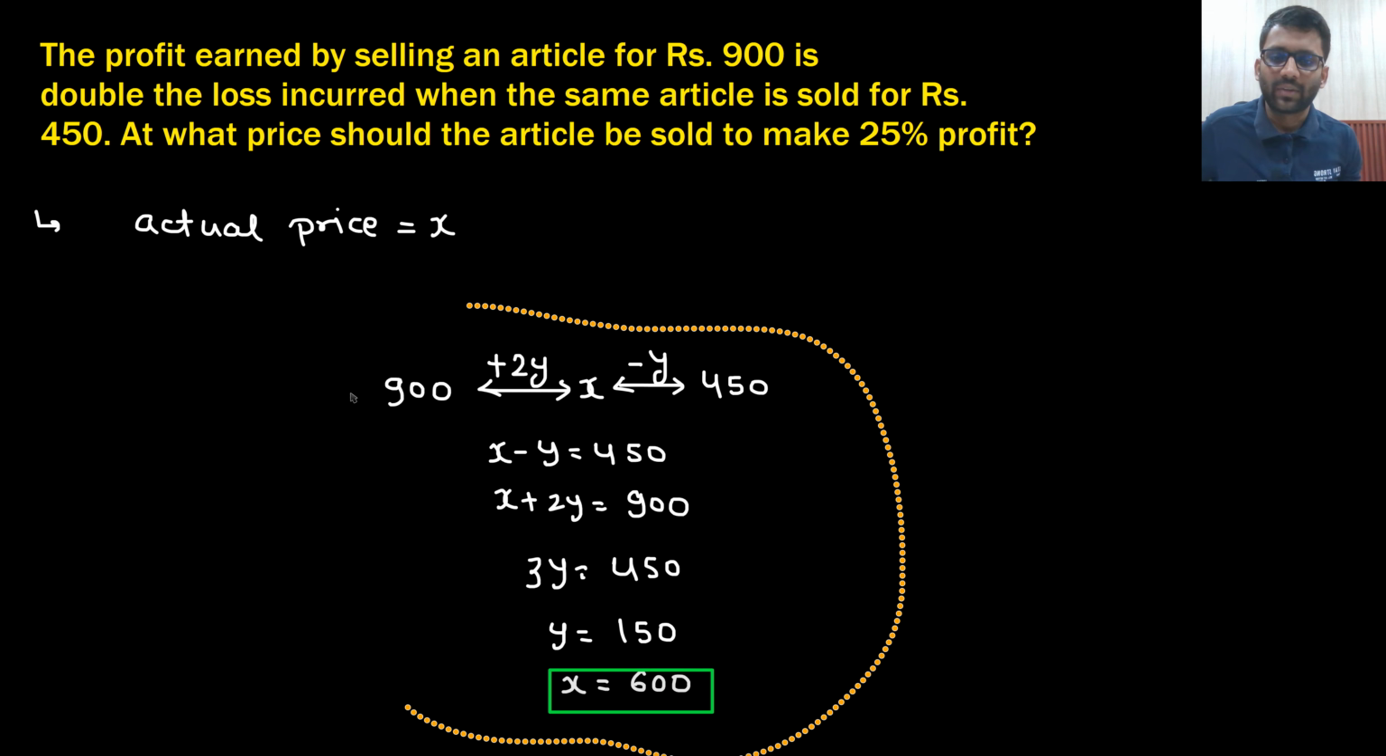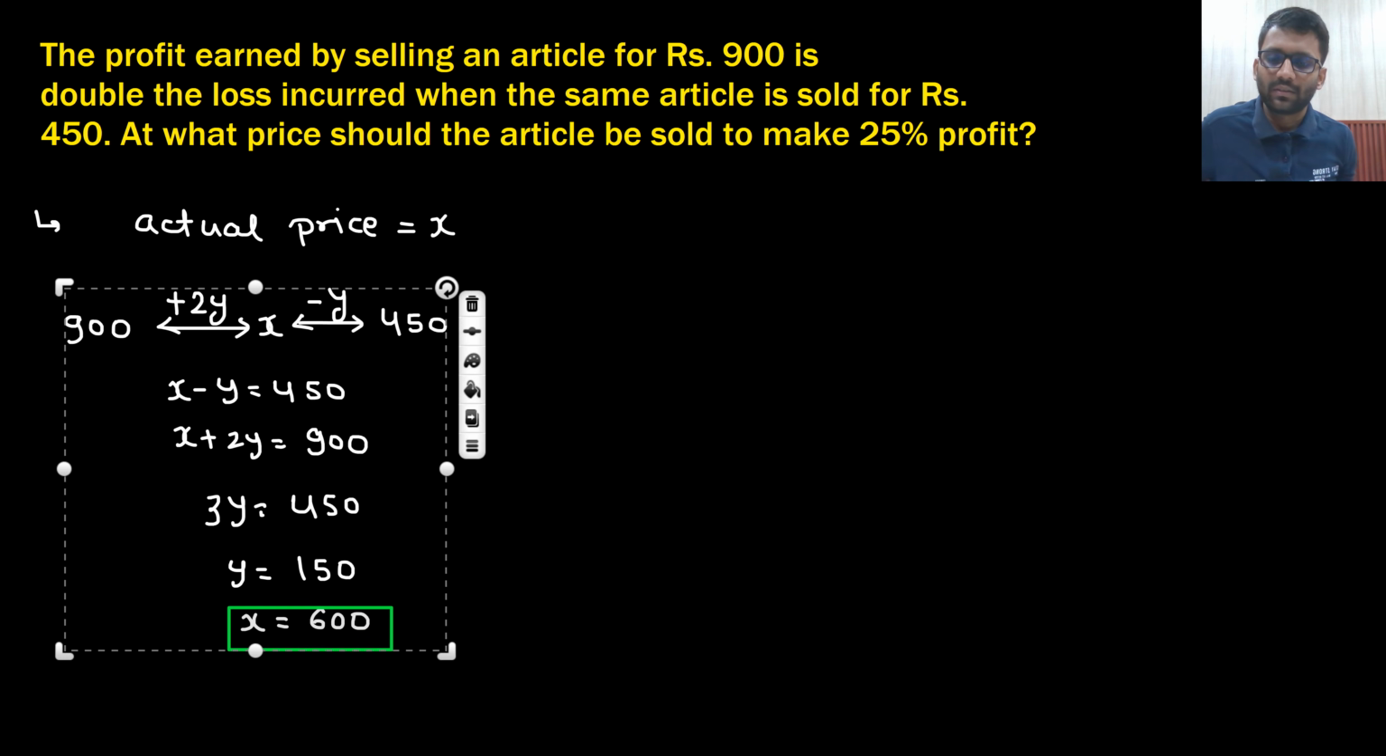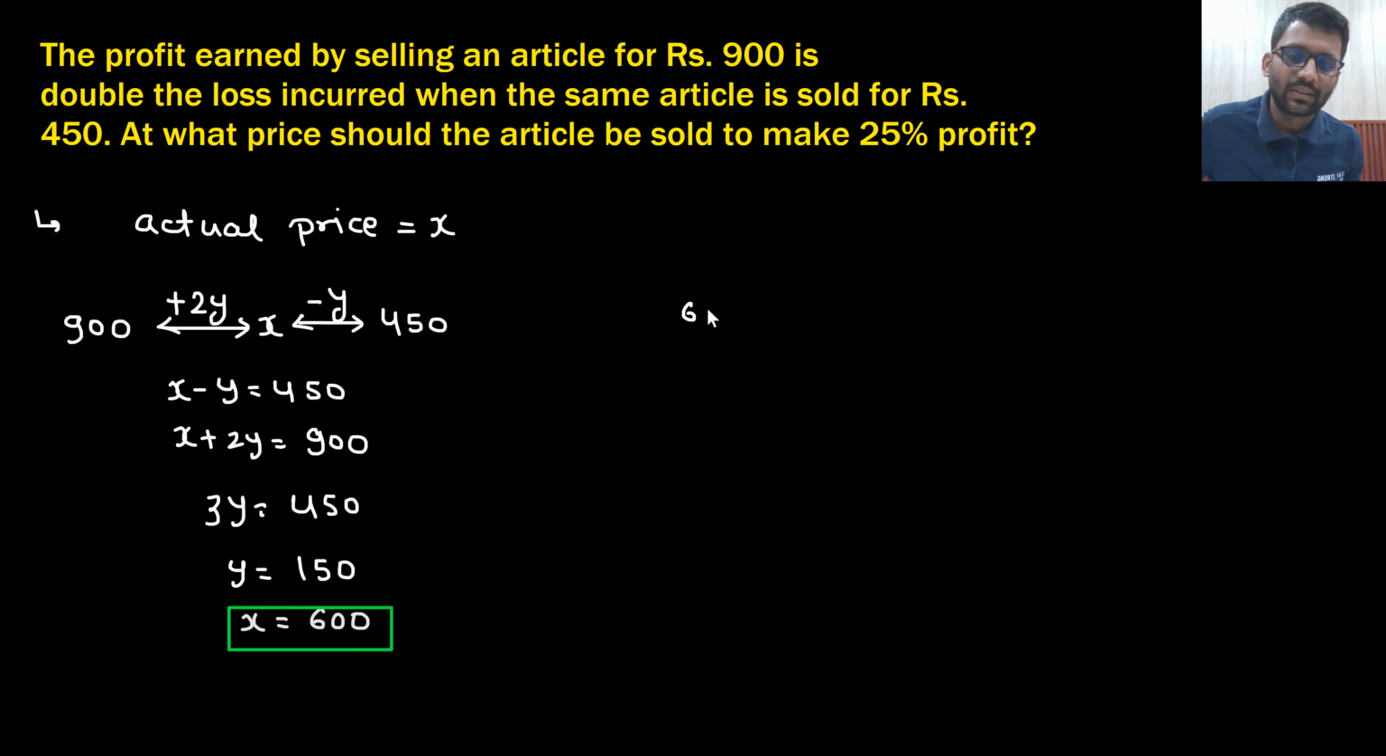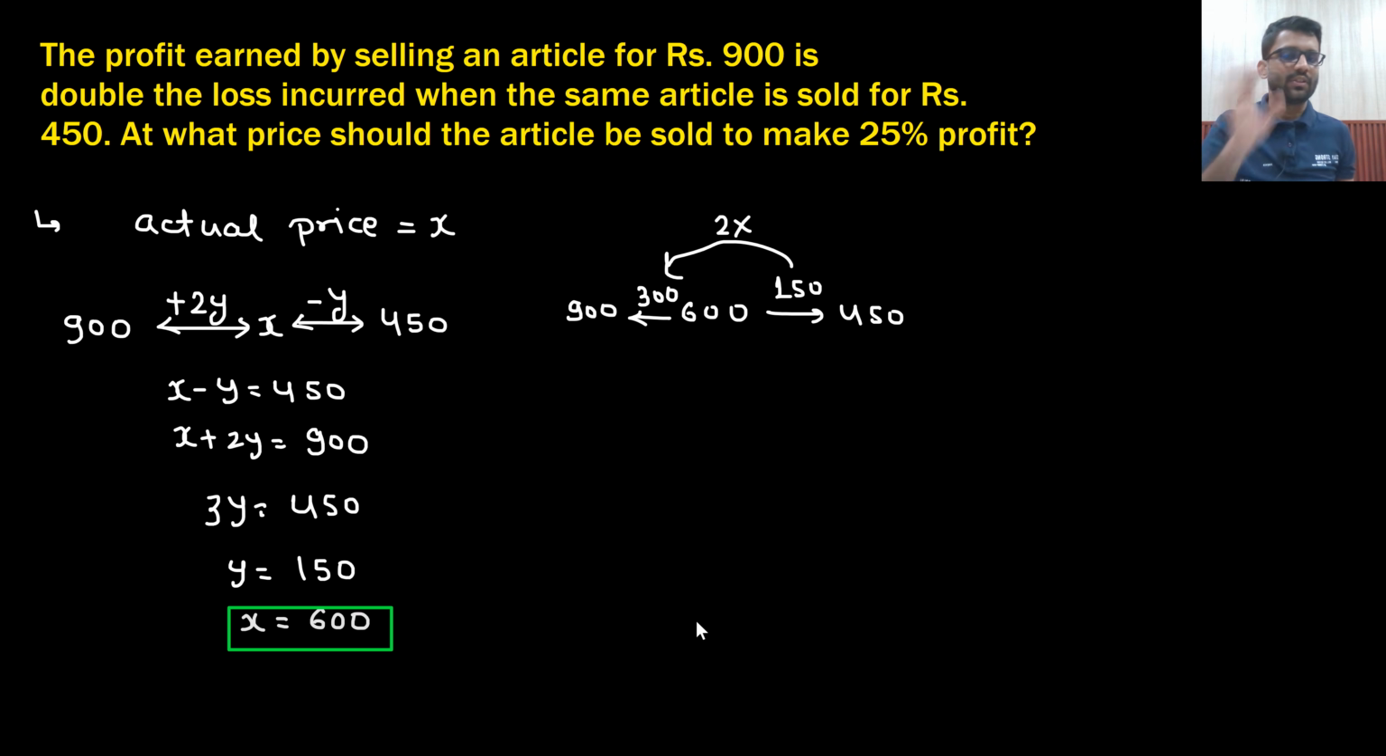Okay, so basically what was happening was, it was of 600 rupees. If you had sold it at 900 rupees, you would get a profit of 300 rupees. And if you had sold it at 450 rupees, you would lose 150 rupees. So the profit is double of the loss. This is what they were saying. So by using a simple equation, we got it.